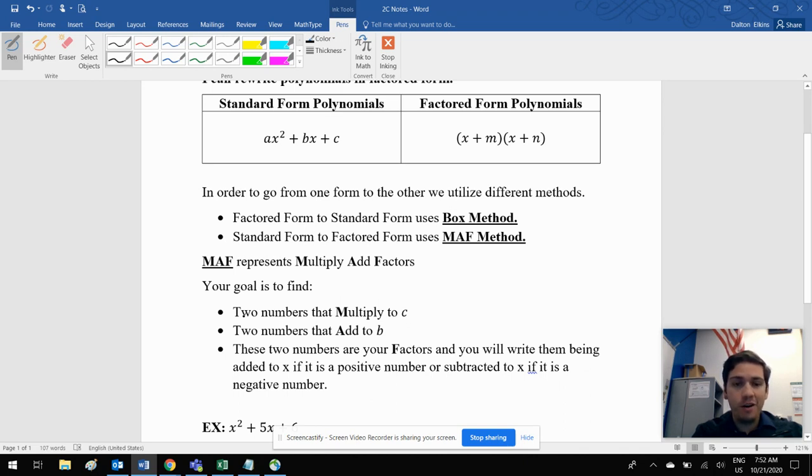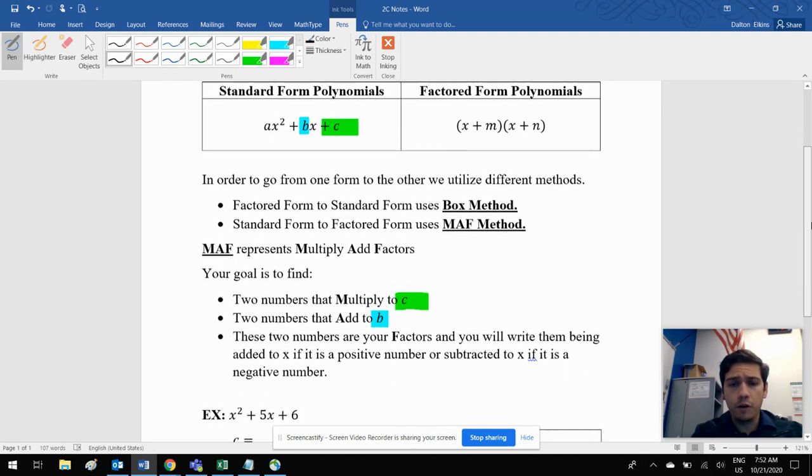So, using the A, B, and C numbers that are up here, our goal is to find three things. We need to find two numbers that multiply to C, which I'll highlight in green. Then we need to find two numbers that add to B, which is the coefficient in front of the x. Not the x squared, but the x. And these two numbers are called our factors. We're looking for two exact numbers that when you multiply them, they equal this C, and when you add them, they equal this B. It's kind of like a riddle.